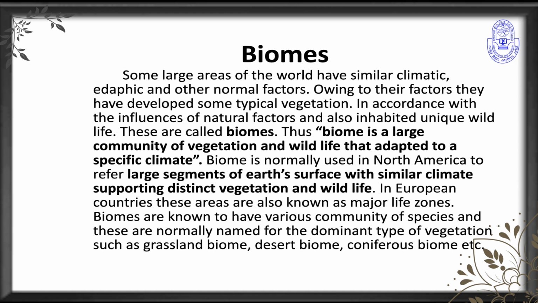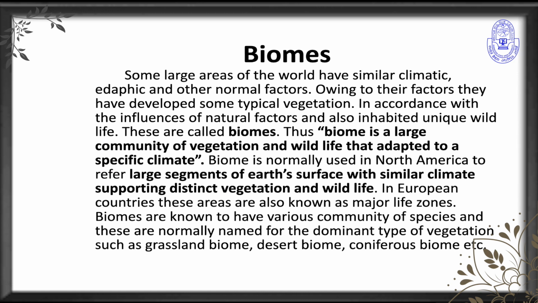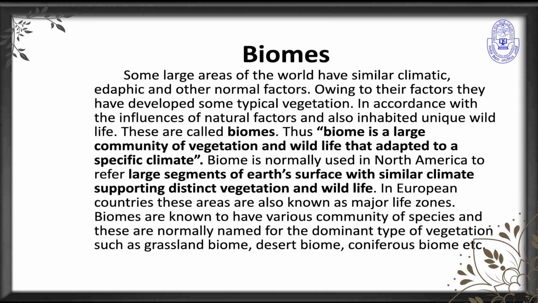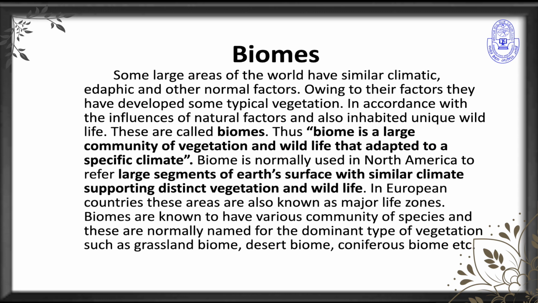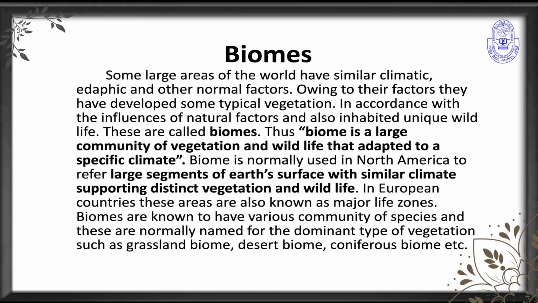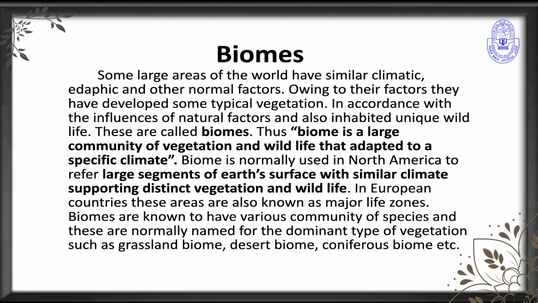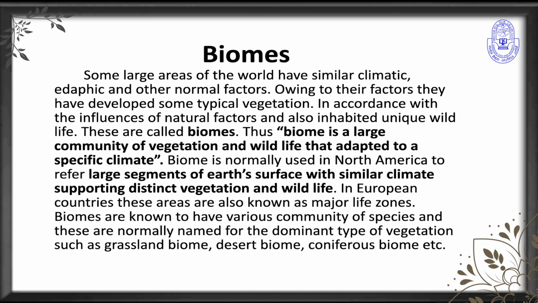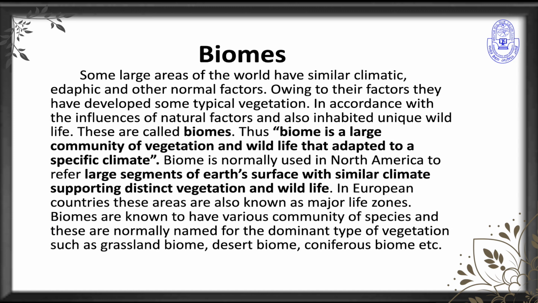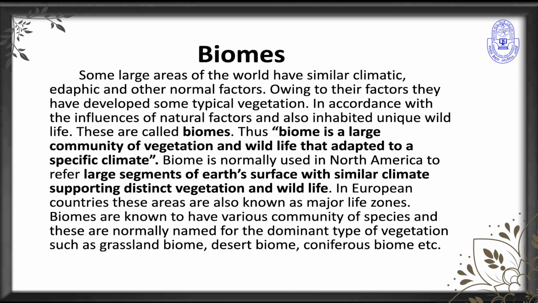Thus, biome is a large community of vegetation and wildlife adapted to a specific climate. Biome is normally used in North America to refer to a large segment of Earth's surface with similar climate supporting distinct vegetation and wildlife. In European countries, these are also known as major life zones. Biomes are known to have various communities of species and these are normally named for the dominant type of vegetation such as grassland biome, desert biome, coniferous biome, etc.